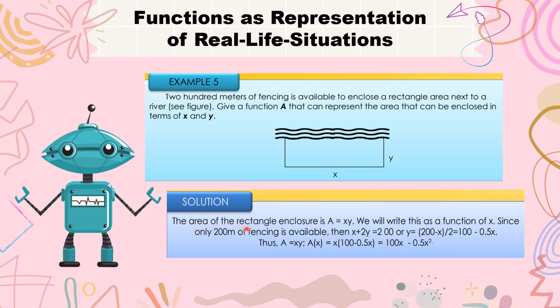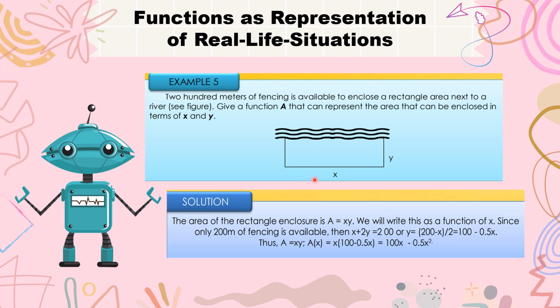The area of the rectangular enclosure is A equals XY, because the formula for the area of a rectangle is length times width. Our X is the length and our Y is the width. So we will write this as a function of X. Since only 200 meters of fencing is available, then X plus 2Y equals 200.